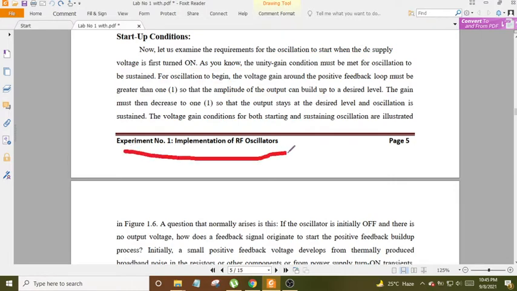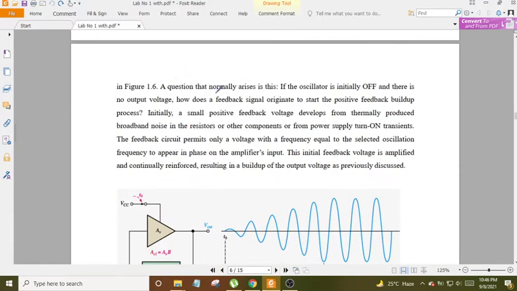Experiment No. 1. Implementation of RF oscillators, page 5. In Figure 1.6, a question that normally arises is this: if the oscillator is initially off and there is no output voltage, how does a feedback signal originate to start the positive feedback build-up process?